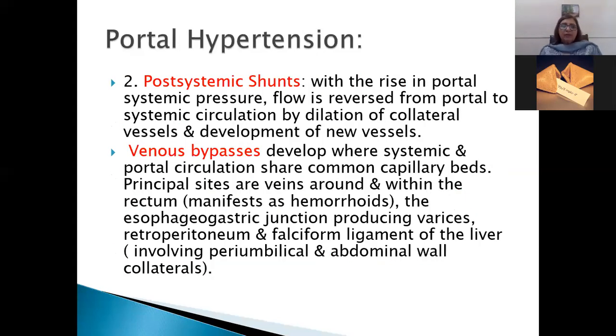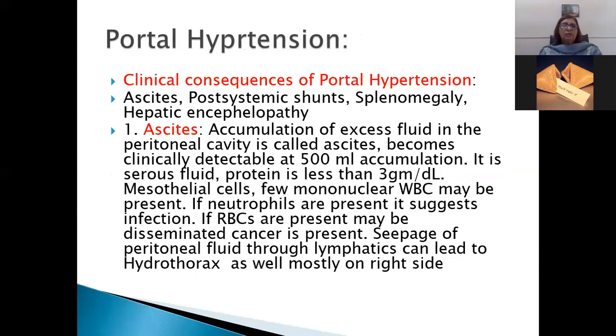Portosystemic shunts are number two. But number one, I'm going to explain again. Ascites is an increase in abdominal fluid of more than 500 mL. When you do the microscopic examination, there will be few mesothelial cells present and few mononuclear cells, which are WBCs. If we see a lot of neutrophils, then we should label it as an infective process. And if we see malignant cells, then this ascites is because of malignancy and not portal hypertension.